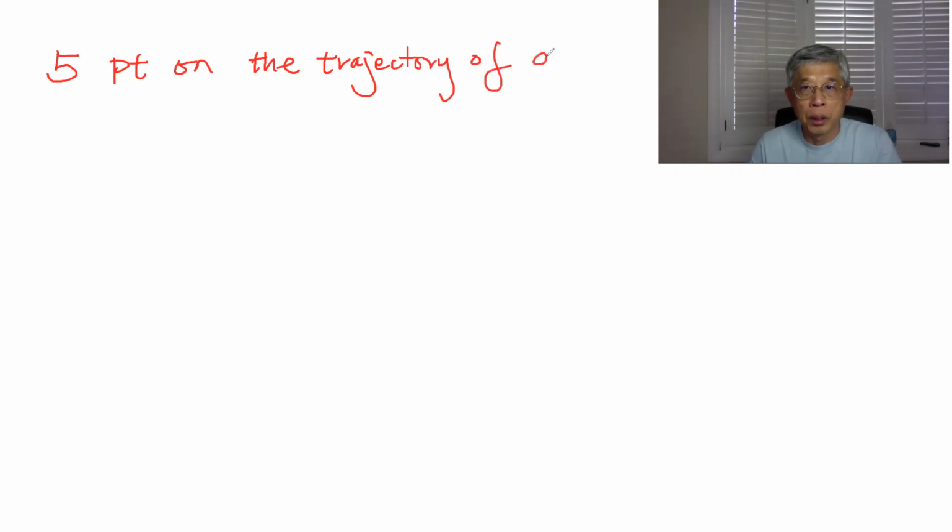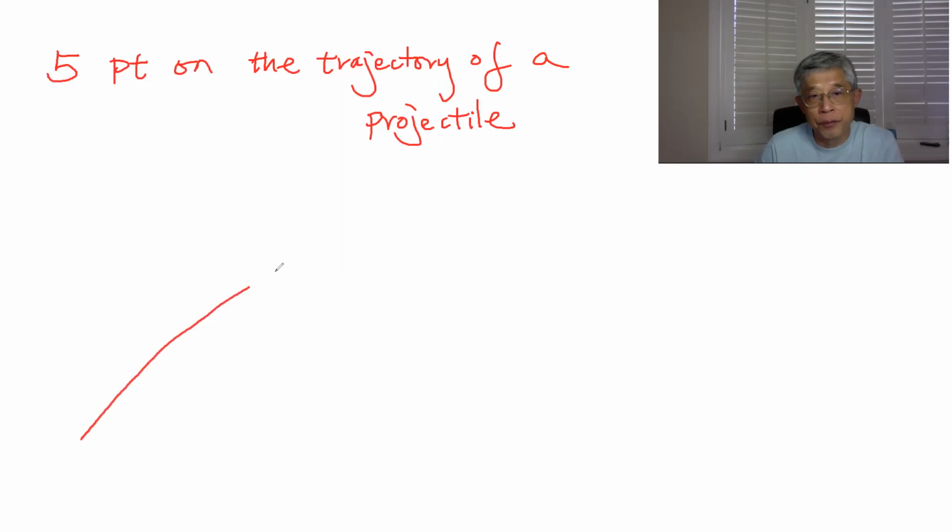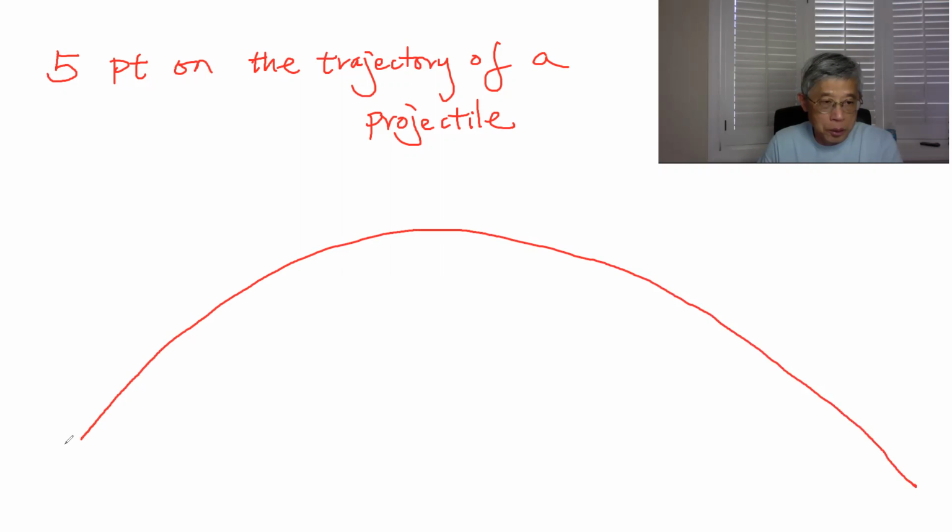Hi. Today we're going to talk about, I'm going to call that 5 points on the trajectory of a projectile. So I'm going to draw the velocity and acceleration at these 5 points. Let's say you have a projectile that shoots out, like a football or a soccer ball, on level ground.